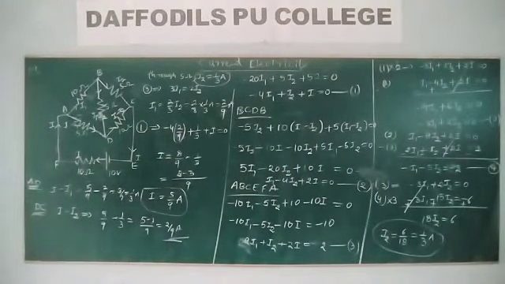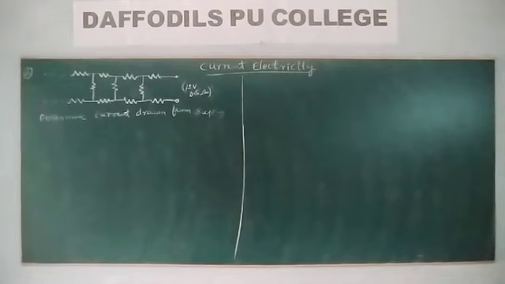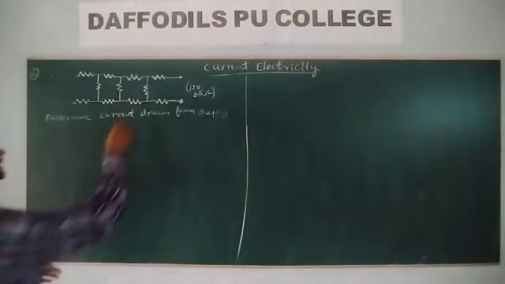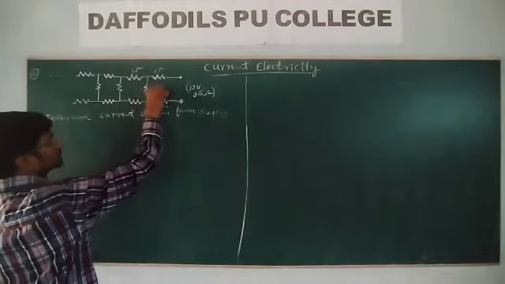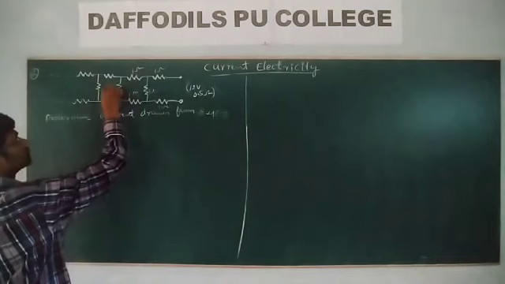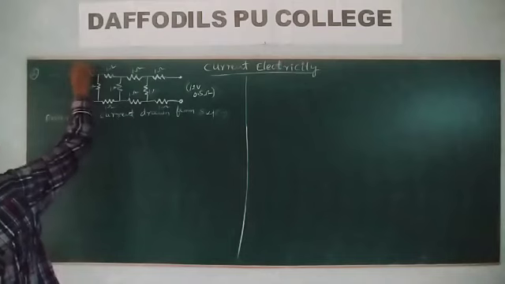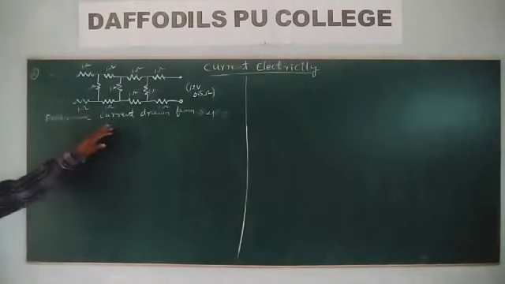Let us see the next one. So let us discuss one more problem. Each resistance of this network is given as 1 ohm. Here it is also 1 ohm, and 1 ohm, 1 ohm, 1 ohm and 1 ohm. Here also 1 ohm. Now determine the current drawn from the supply.